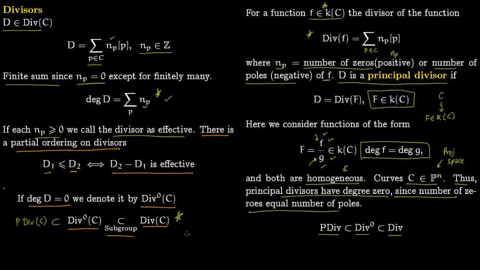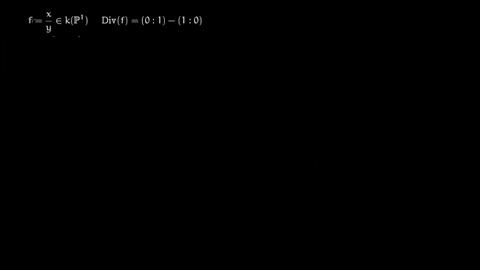Now we talk about some examples so that these things are clear. So the first example is you have a function like this, x by y. So the pole is here and the 0 is here. So 0 is when x is 0, y could be anything, and the pole is precisely when x could be anything but y is 0. So the divisor is this.